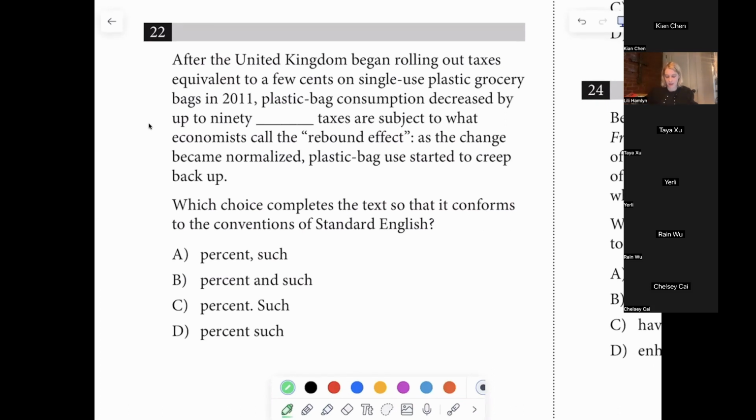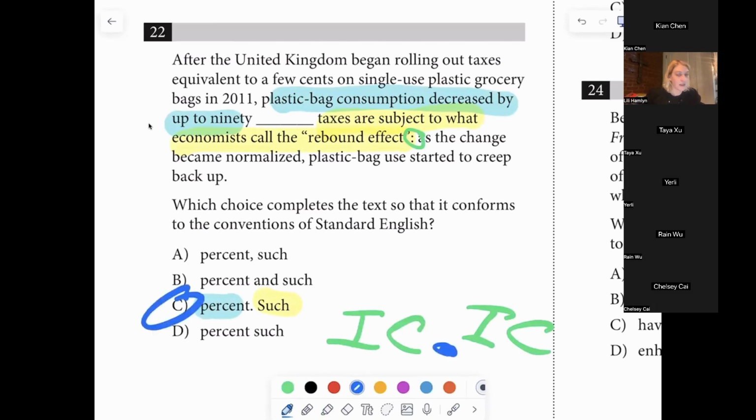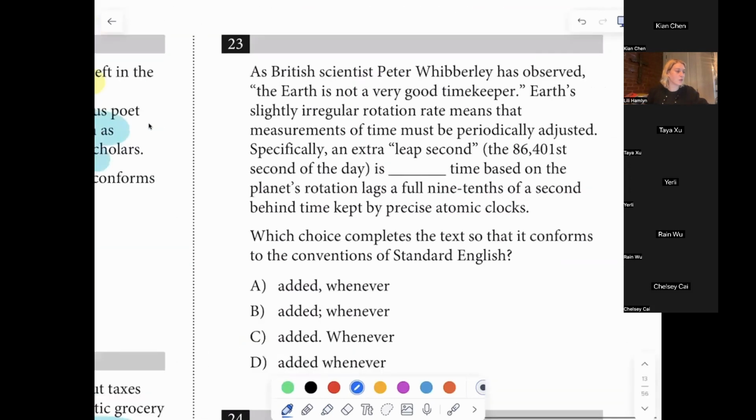Okay, perfect. Yeah, we've got here, it's about where I'm from. Plastic bag consumption decreased by up to 90%. That is an independent clause. And then such taxes are subject to what economists call the rebound effect. Another independent clause. If we weren't clear, we could also know that that means that it has to be right. And so we're separating them with a period. So it's C. Fantastic. All right, let's do 2 more together.